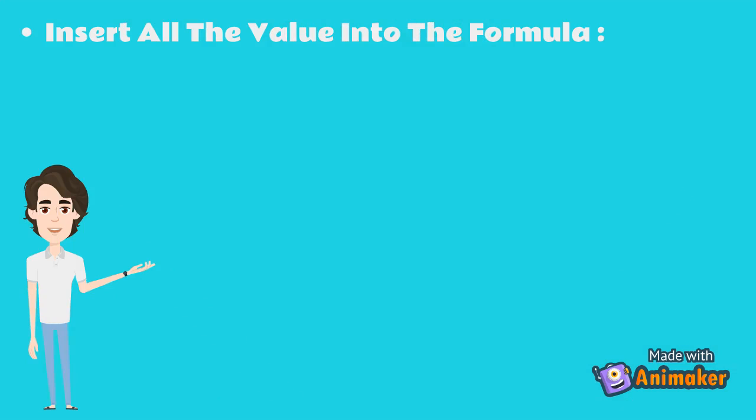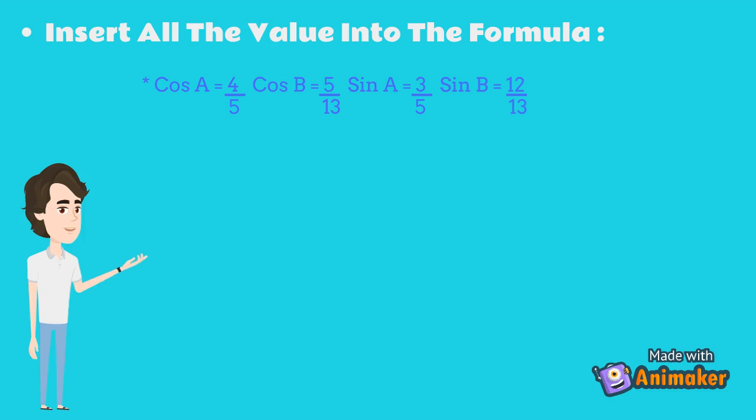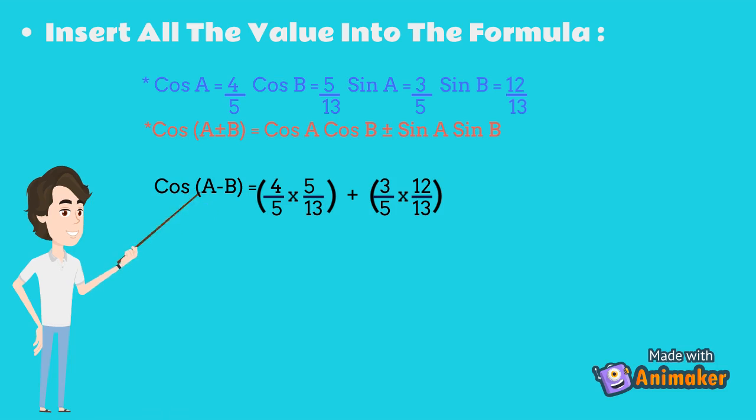Next, we have to insert all the values into the formula. So these are the values that we gained in our calculation, and this is our formula. You can just directly transfer the values into our formula like this. Then you have to remember that we need to do the multiplication first before we do the plus operation. So 4 times 5 is 20 and 5 times 13 is 65, plus 3 times 12 is 36 and 5 times 13 is 65.